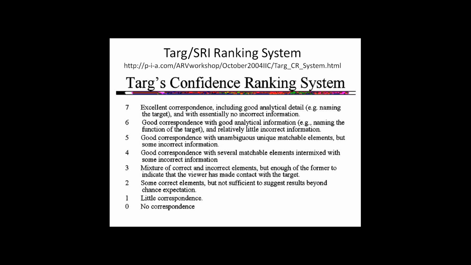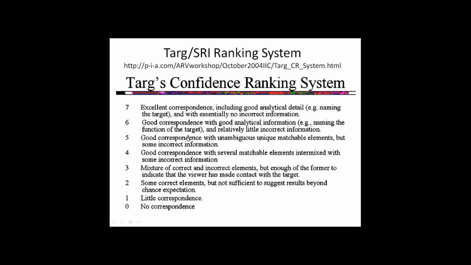That's 2. When you give it a ranking of 3, you are now saying, I really think you made some contact with the target, but it's just on the border. There are enough correct elements and incorrect elements, but not enough of the correct elements that you've really made good contact. But yeah, I think you made some. But we're really not sure. A 4 says, yep, we've made contact. We've got good correspondence with several, so more than one, several matchable elements intermixed with some incorrect information. So 4 says you feel really comfortable that you've made a connection with the target.